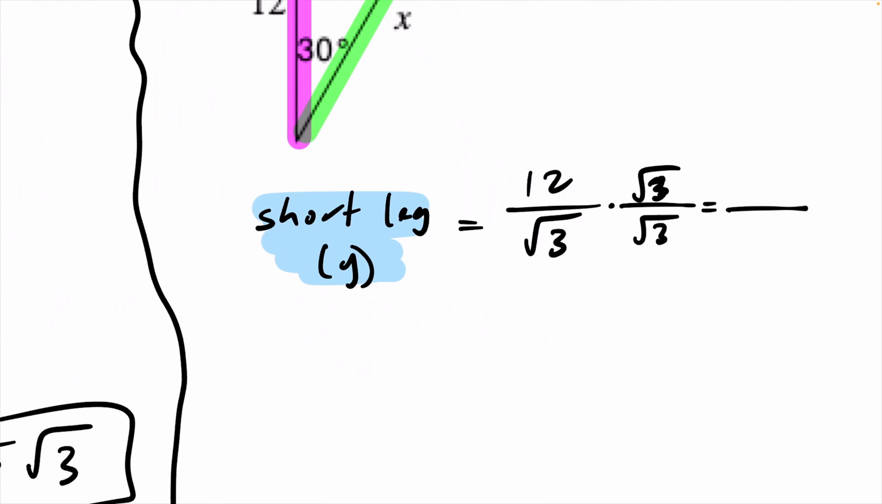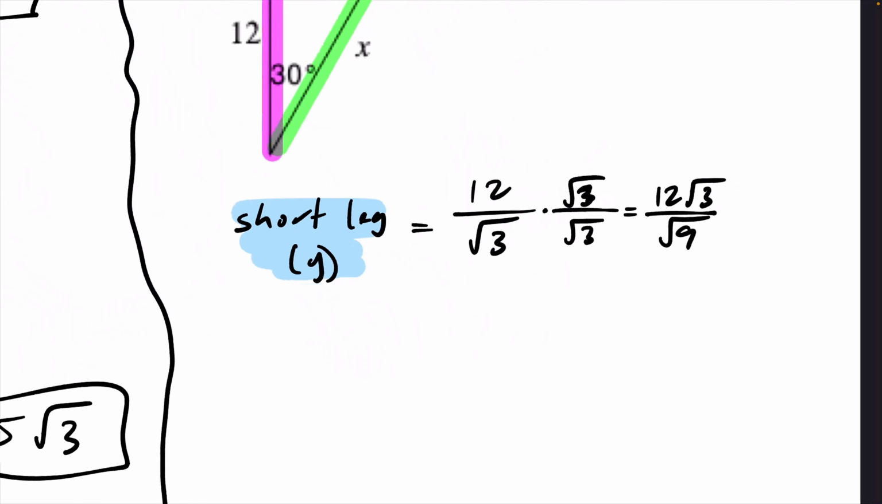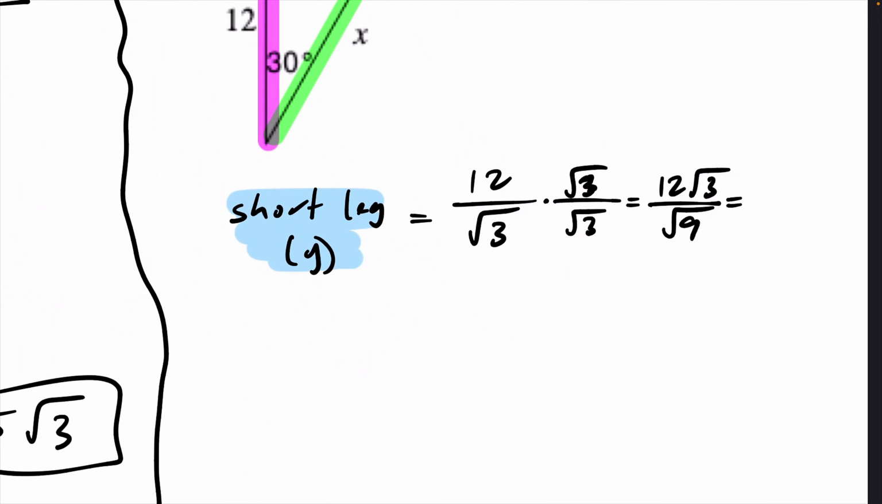Can I multiply 12 times 3 to make 36? No, because 12 is not inside the root. So it's 12 root 3. Can I multiply 3 times 3 to make 9? Yes, because they're both in the square root. And what is the square root of 9? 3.